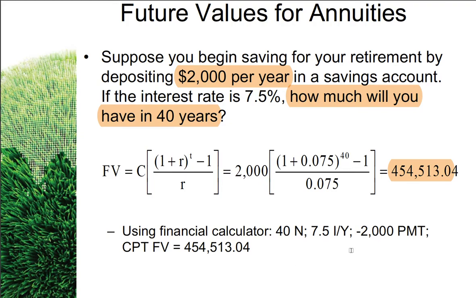545,113.04. If you use a calculator, okay, N is 40 and I/Y is 7.5, the interest rate, negative 2,000 is the payment, depositing per year, and compute for future value, you get 545,113.04. It will be equal on your financial calculator. Using the financial calculator, you will solve this problem very easily. Okay, but that's why I need you to know how to use the financial calculator, which is mostly used.